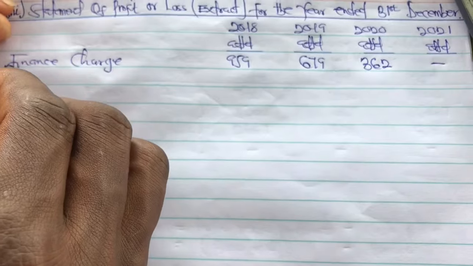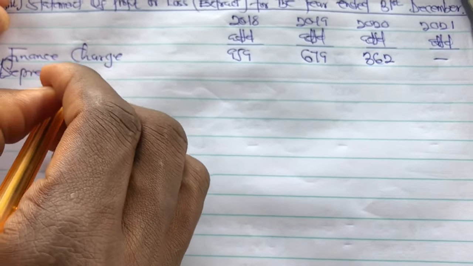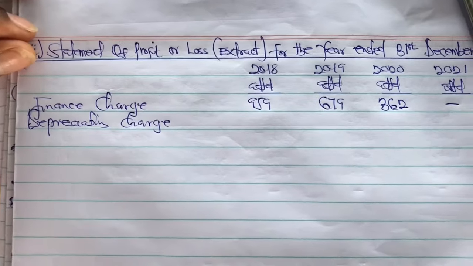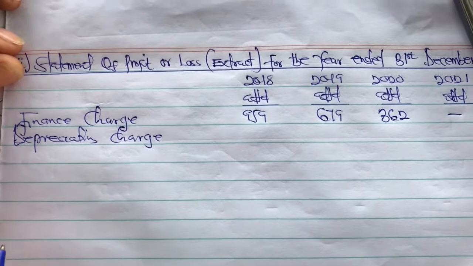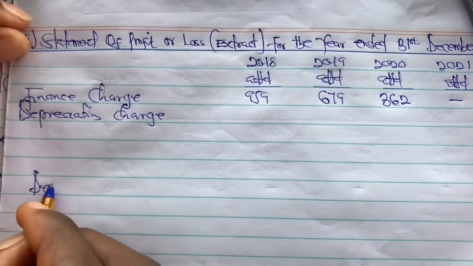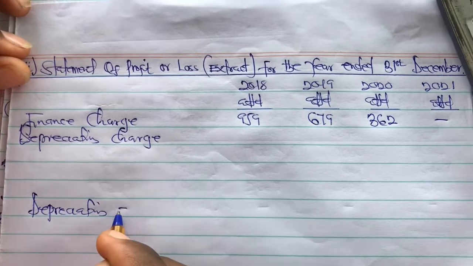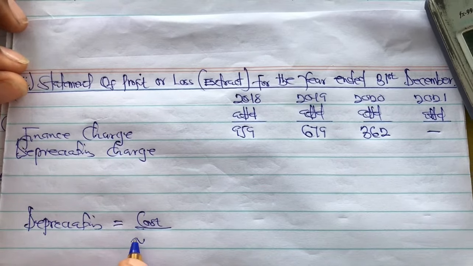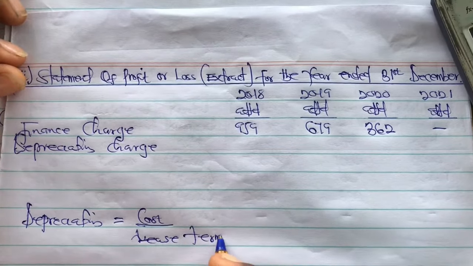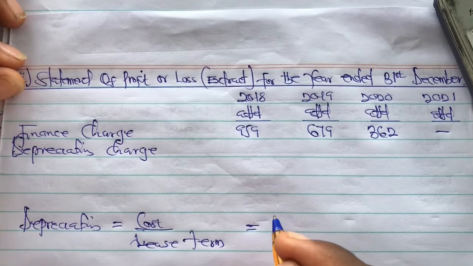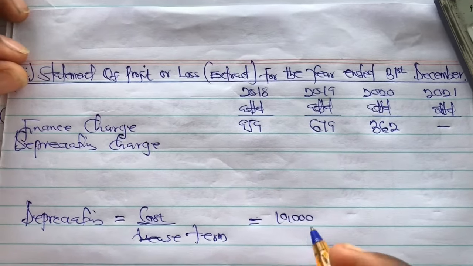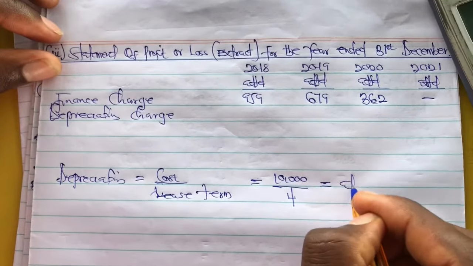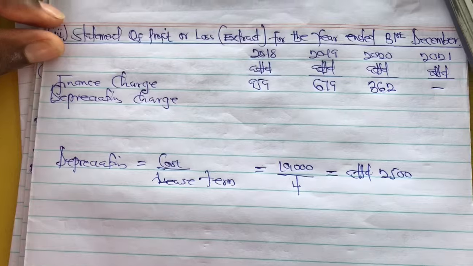So the depreciation charge is going to be done on a straight line basis. To determine the depreciation, this is what we are going to do. Depreciation is equal to the cost over the lease term. So the cost of the instrument is 10,000 Ghana cedis, and the lease term is 4 years. It means that annually there will be a depreciation of 2,500 Ghana cedis.